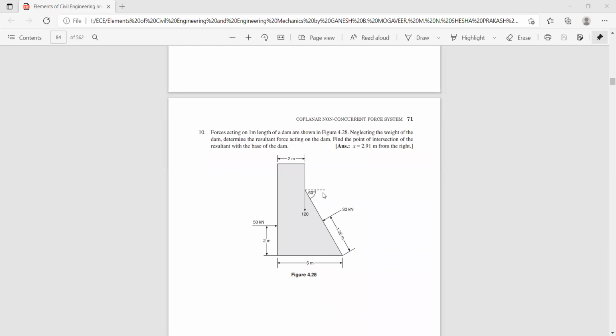Next, for the vertical component of this 30 kilonewton force, it is acting like this in the downward direction. And the perpendicular distance is this one. From this point, whatever line you draw here will intersect at this point. And this distance you want, because moment is force into perpendicular distance.